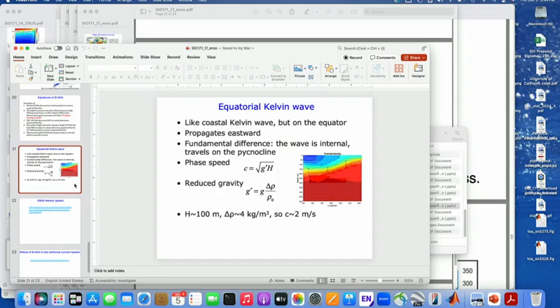All right, so this is what we've got, right? C equals root G prime H. And here's what I'm hoping you might think about. If C equals the square root of G prime H, where G prime equals G delta rho over rho naught, let's plug that in. C squared equals G delta rho over rho naught times H.